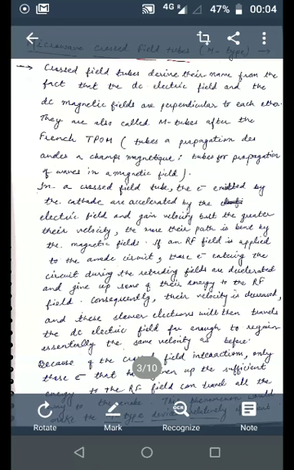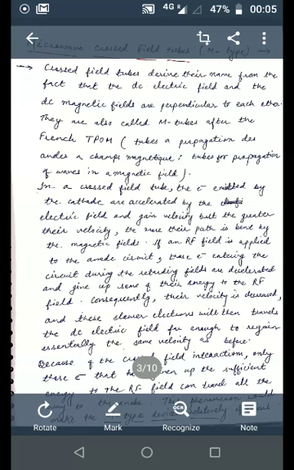Cross-field tubes derive their name from the fact that the DC electric field and the DC magnetic field are perpendicular to each other. They are also called M tubes after the French TPOM, which means tubes for propagation of waves in a magnetic field. In a cross-field tube, the electrons emitted by the cathode are accelerated by the electric field and gain velocity. But the greater their velocity, the more their path is bent by the magnetic field.